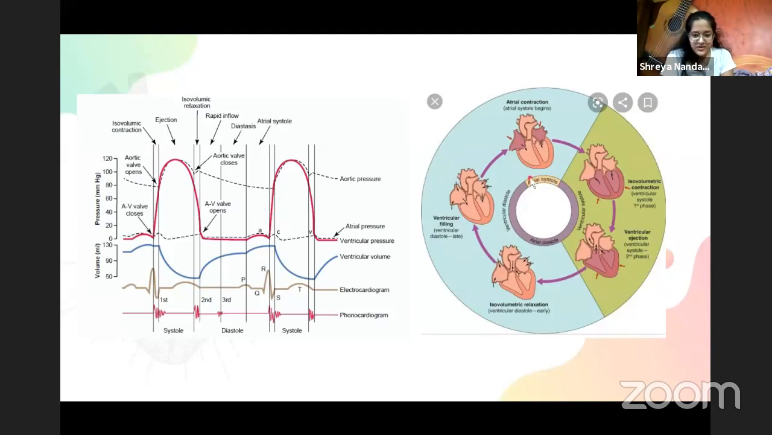you can see the P wave in the ECG in the graph on the left side. The P wave indicates the depolarization of the chamber, which will ultimately lead to the contraction, that is atrial systole. The increase in pressure in the right atrium can be seen in this graph in the atrial pressure curve as the A wave. Due to systole, the bicuspid valve opens and the blood starts filling from the right atrium into the right ventricle.